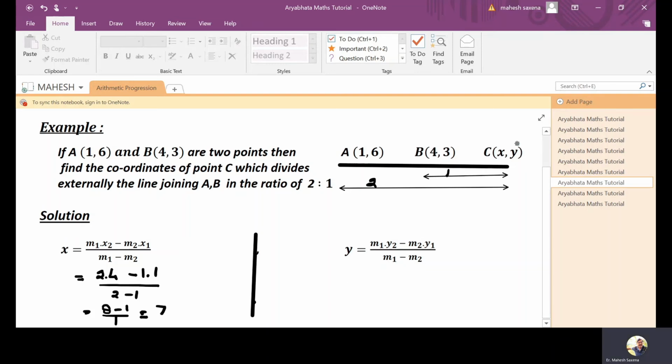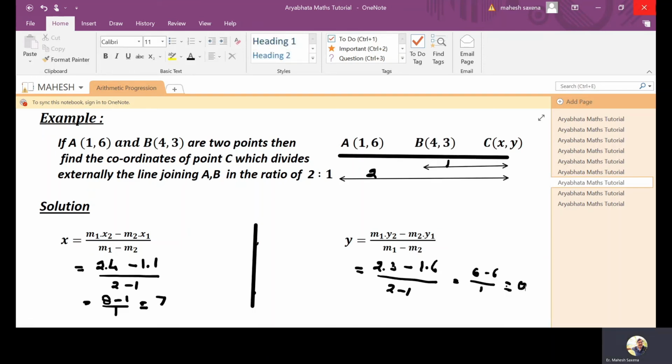Similarly, we can find the y coordinate of C by the formula (m1 y2 minus m2 y1) upon (m1 minus m2). In this case, it is m1 y2, that is 2 into 3, minus m2 y1, that is 1 into 6, divided by 2 minus 1, that is 6 minus 6 upon 1, that is 0. Therefore, the coordinates of point C will be (7, 0).